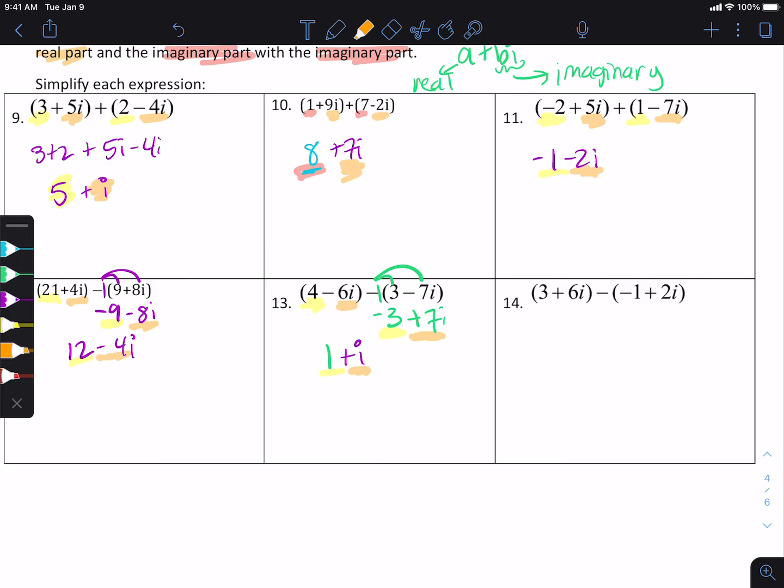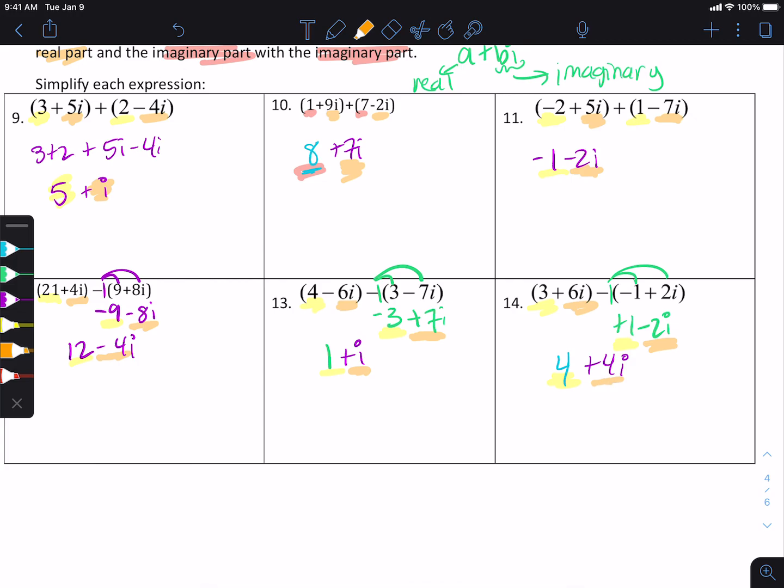Okay, so you should have this last one down. We're going to distribute. So I get +1 minus 2i. Our like terms, the 3 is a like term with the 1. So we do 3 plus 1, which gives us 4. And then we have the 6i and the -2i. So 6 plus a -2i is 4i. And that gives us our final answer.